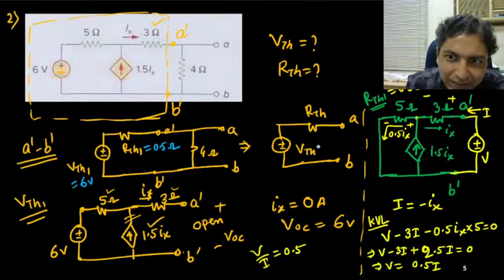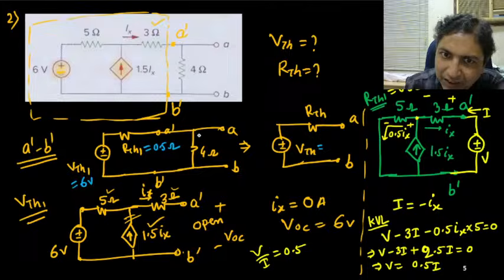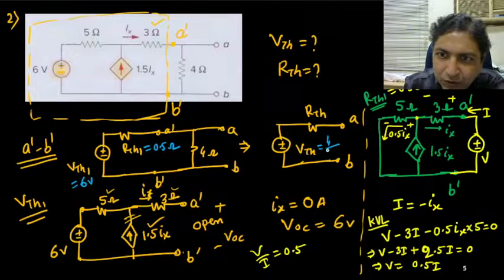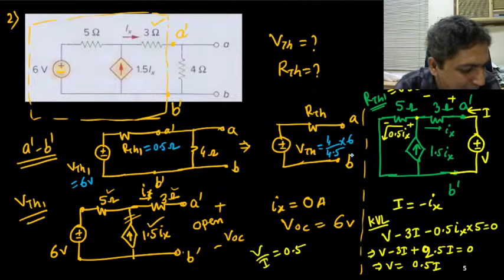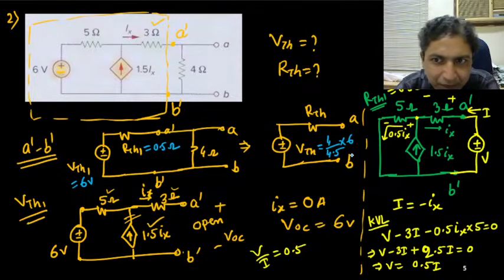So VTH will be the potential division across the 4 ohm. So it is 4 upon total, 4 plus 0.5 is 4.5, multiplied by 6 volt. Am I correct? Are you following me?